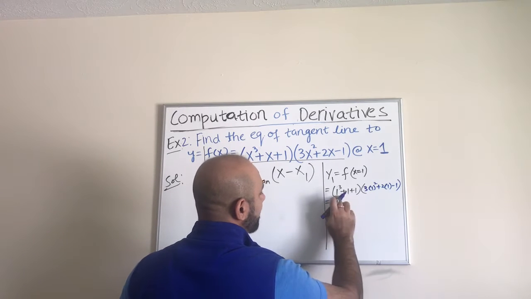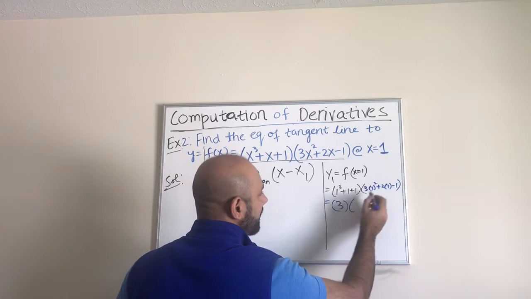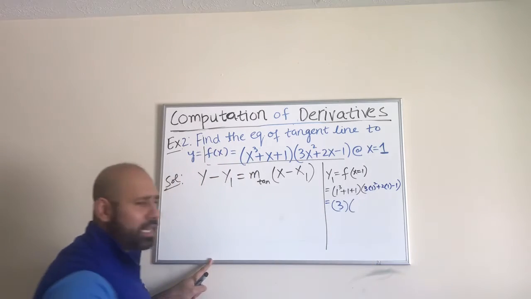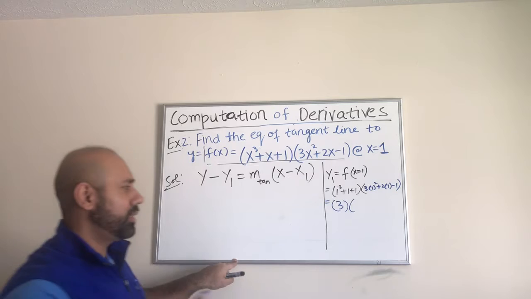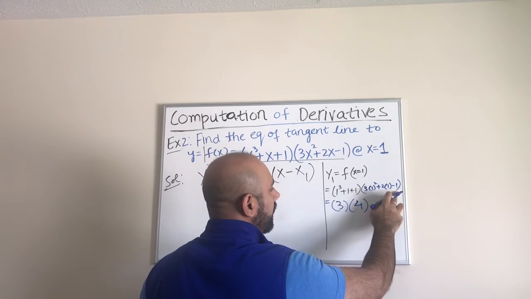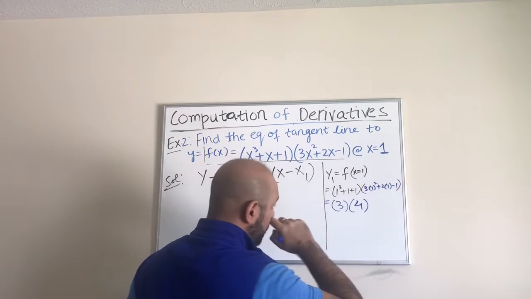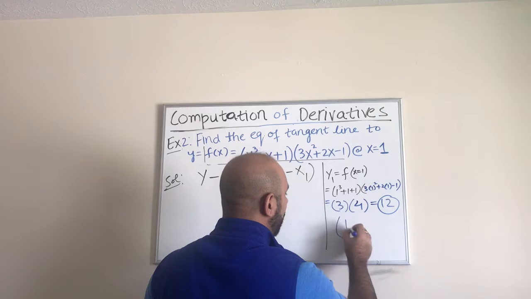Using the order of operations, guys, this is pretty simple. 1 plus 1 plus 1 is 3. And then let's simplify this. 1 square is 1, so 3 times 1 is 3. 3 plus 2 minus 1, so it's just going to be 4, right? Because 2 minus 1 is 1, and then 3 plus 1 is 4. Guys, if I simplify this, it comes to 12. That means the point is 1 and 12.